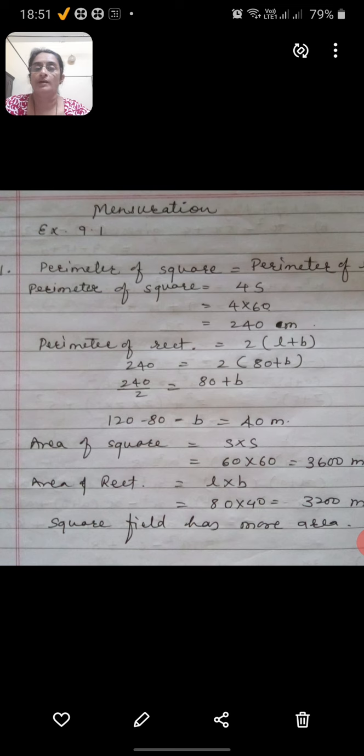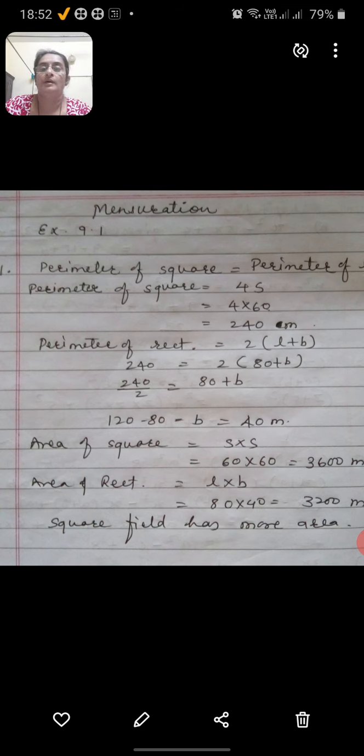Now let us see what is the perimeter of a square. That is 4 into side. So what is side given of the square? That is 60 meter. Now 4 into 60, that gives you 240 meter. Next, perimeter of a rectangle is also same as the square. So that is 240. Use the formula. 240 is equal to 2 into (L plus B). L is given, that is 80. Replace the value of L there and find out B. That gives you 40 meter.